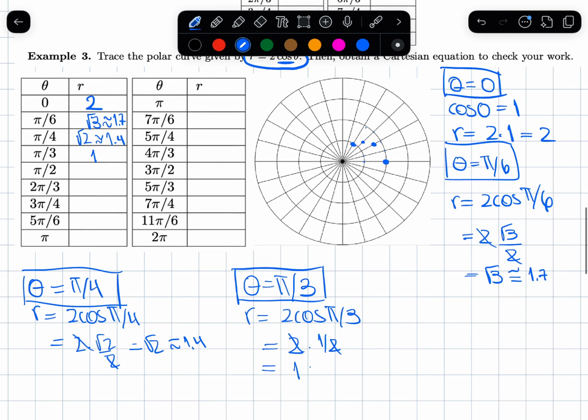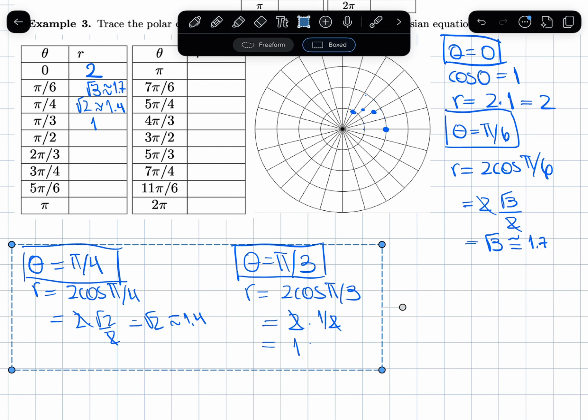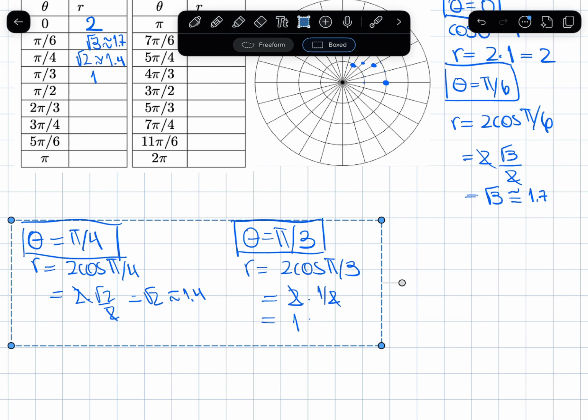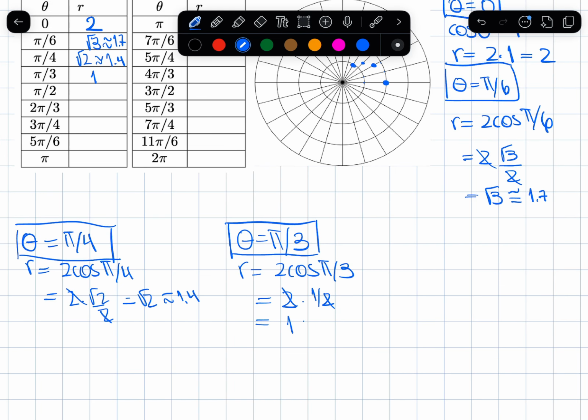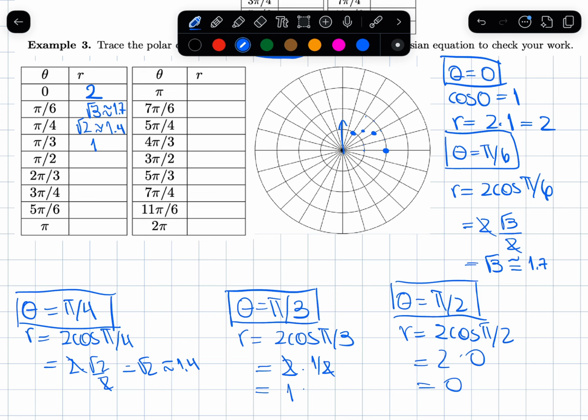And at pi over 2, this is the last one that I'll plot, and I'll tell you why in a second. Theta equals pi over 2. r will be 2 cosine pi over 2. The cosine of pi over 2 is 0. So r will be 0. That means we're going to look up, but then we're going to move 0 units. We're not going to move at all. We're going to stay right here. So if you look at this shape carefully, you can see that it traces something like this.